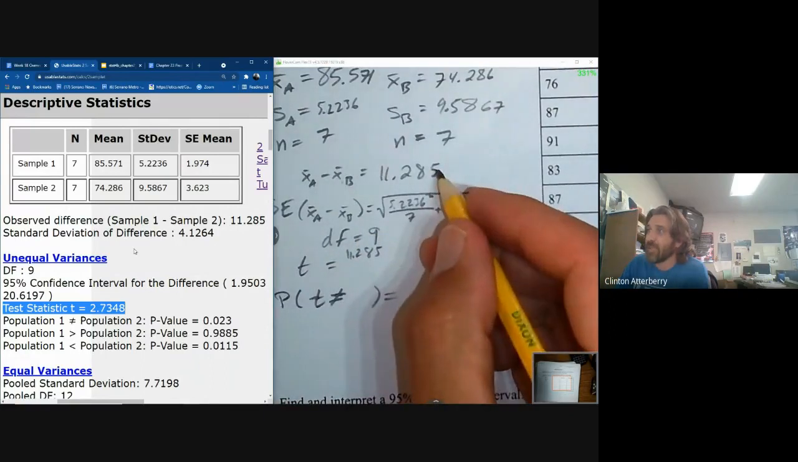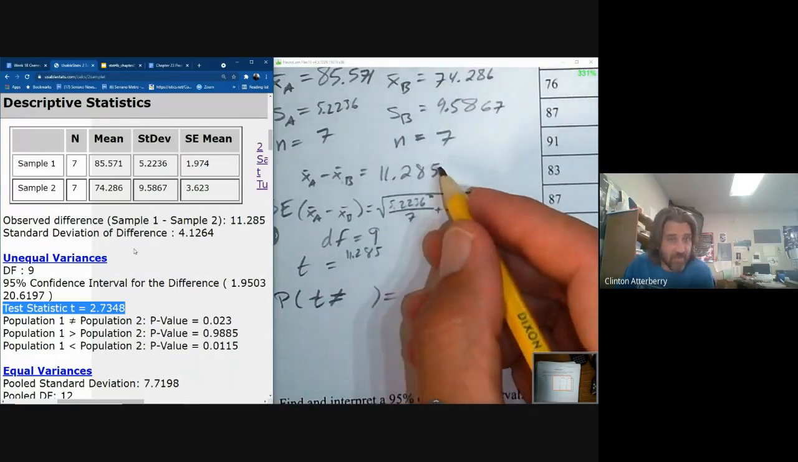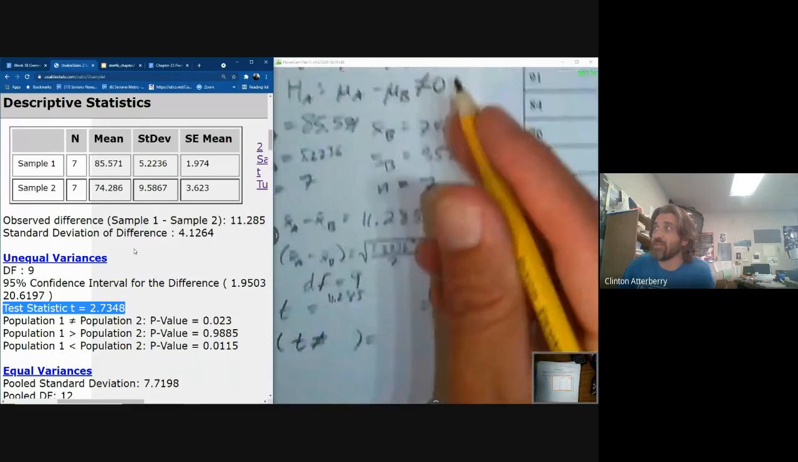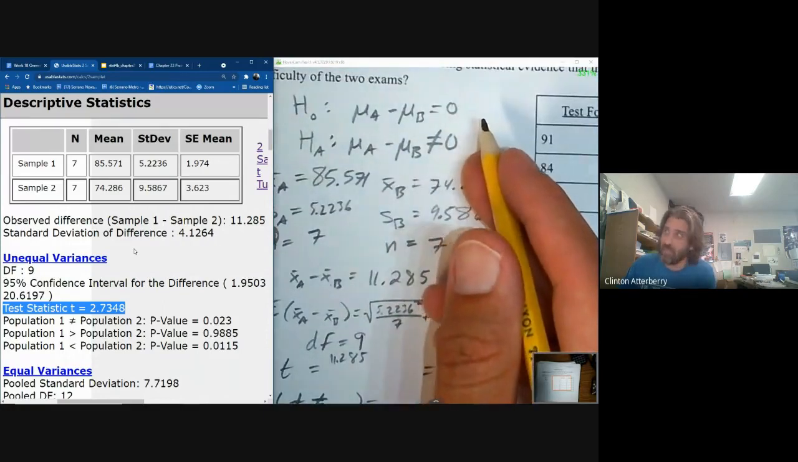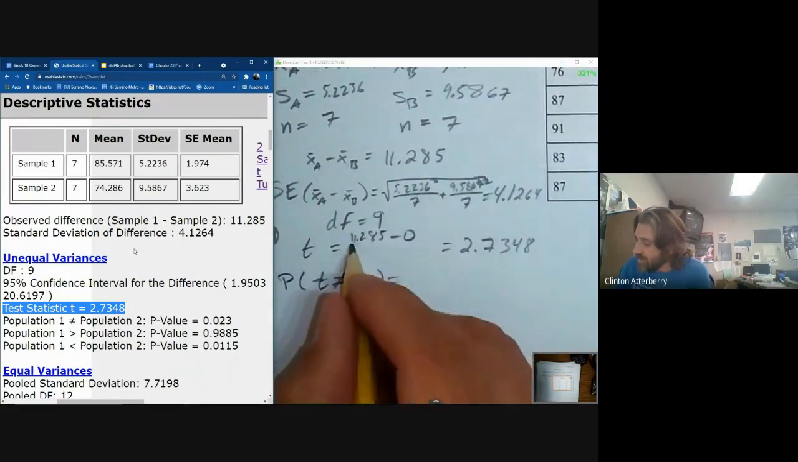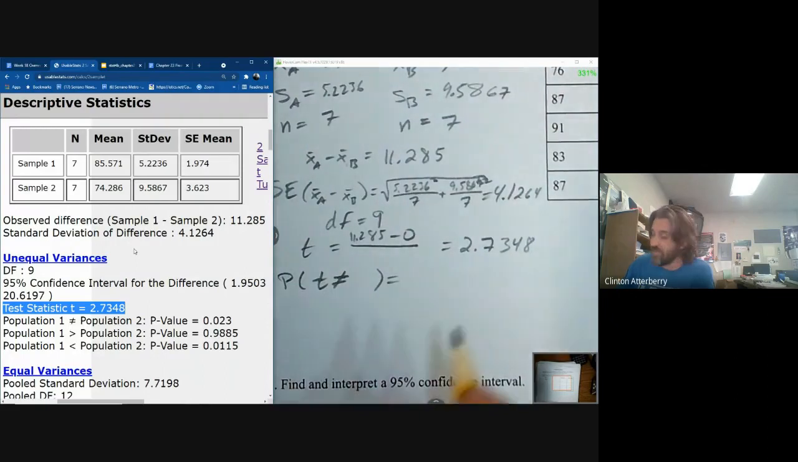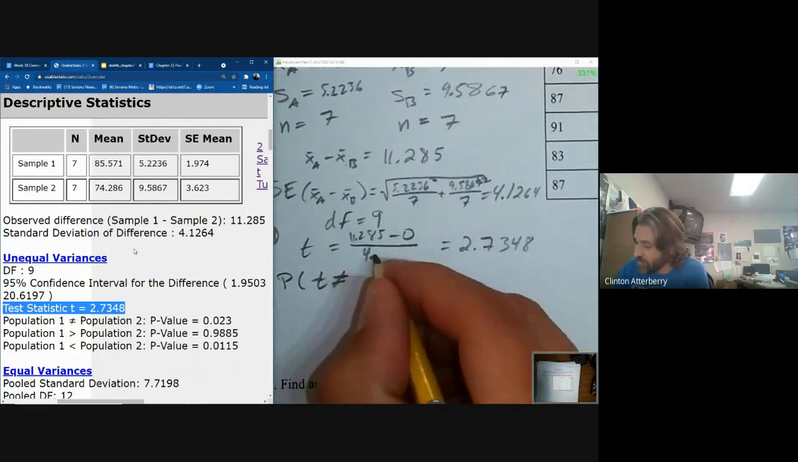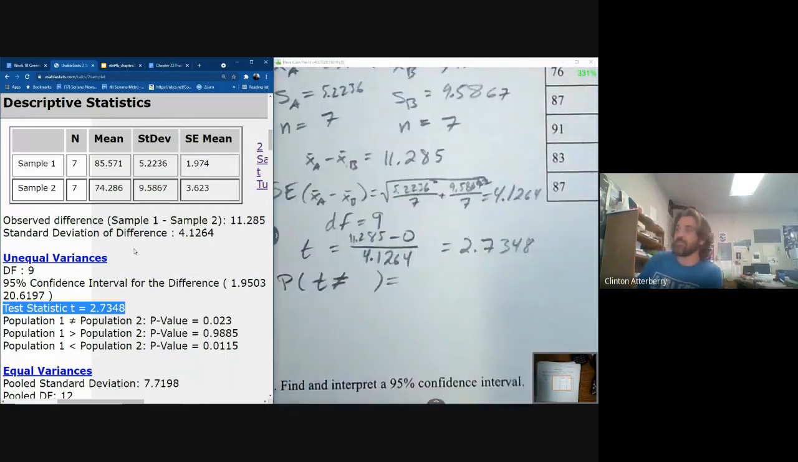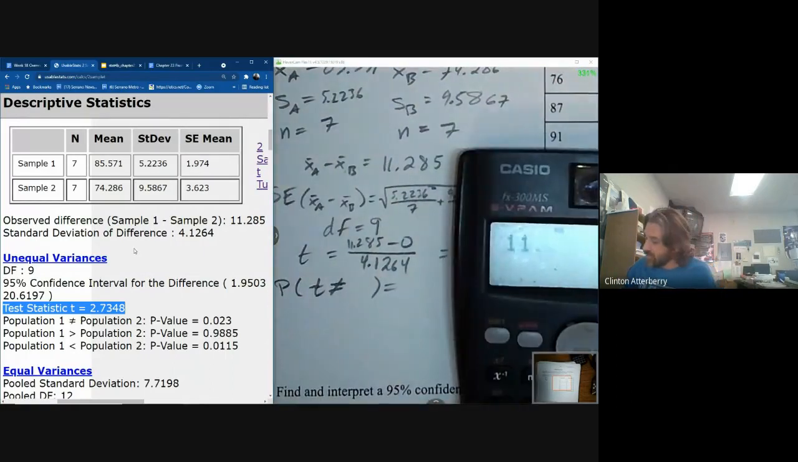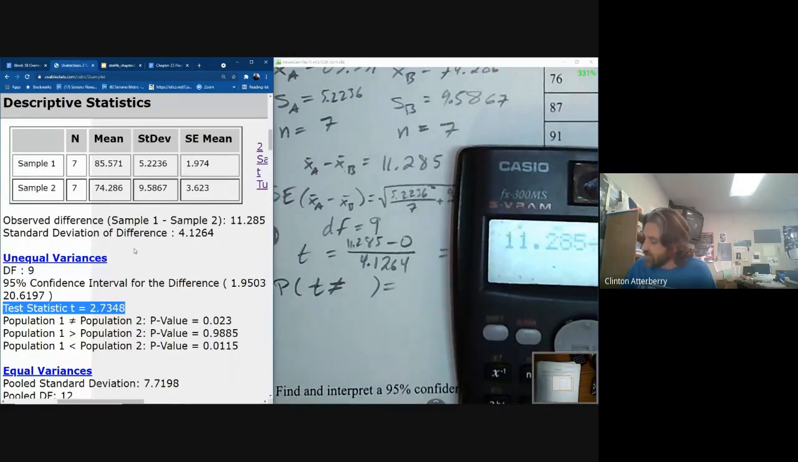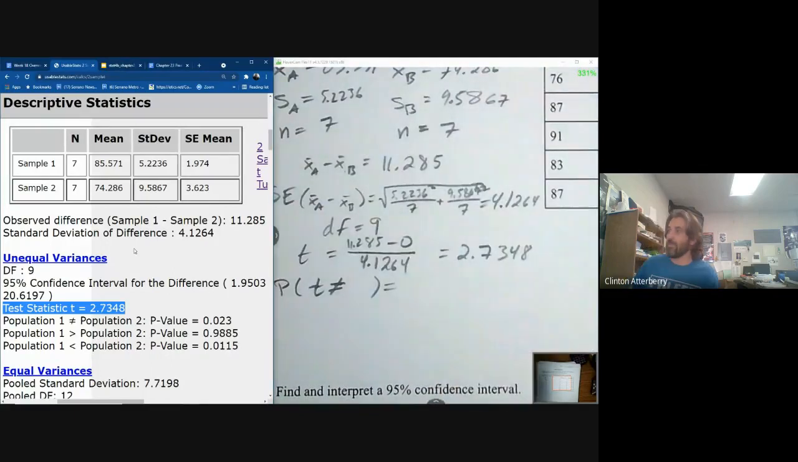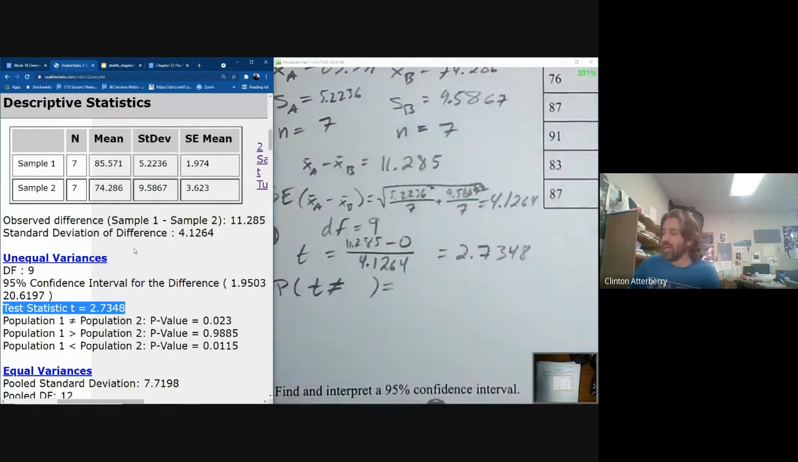the difference of our means, what we found in the samples, minus the difference of the means, what we thought it was going to be, which was going to be 0. We thought our null hypothesis of nothing was different, right? So we're going to subtract 0 and divide that by the standard error of the difference of the means, so divided by 4.1264. And when I calculate this, 11.285 minus 0 divided by this, we should get 2.7348. Okay? So all those values are there.